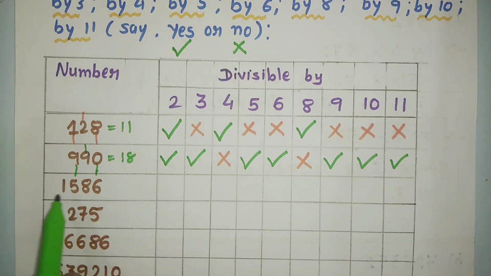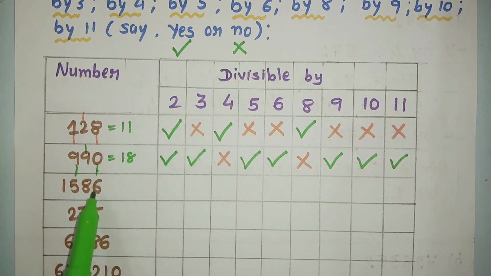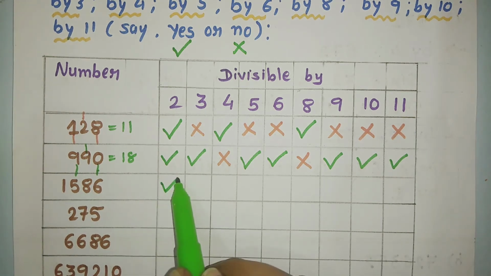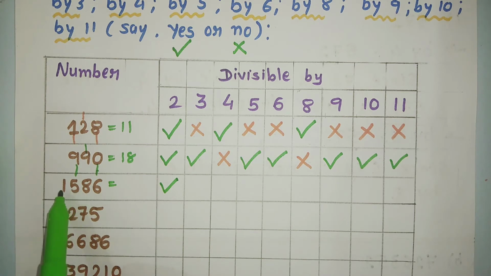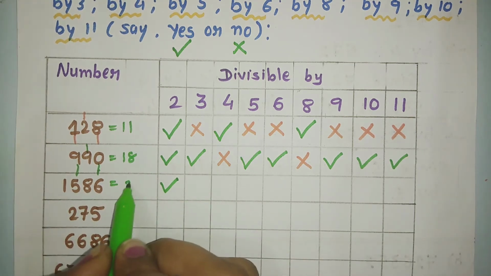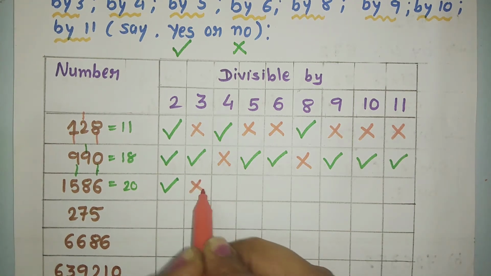Third one, 1586. Is it divisible by 2? Rule is last digit is even. Yes, so this number is divisible by 2. For 3, sum of the digits: 5 plus 1 is 6, 6 plus 6 is 12, 12 plus 8 is 20. Is 20 divisible by 3? No, so this number is not divisible by 3.